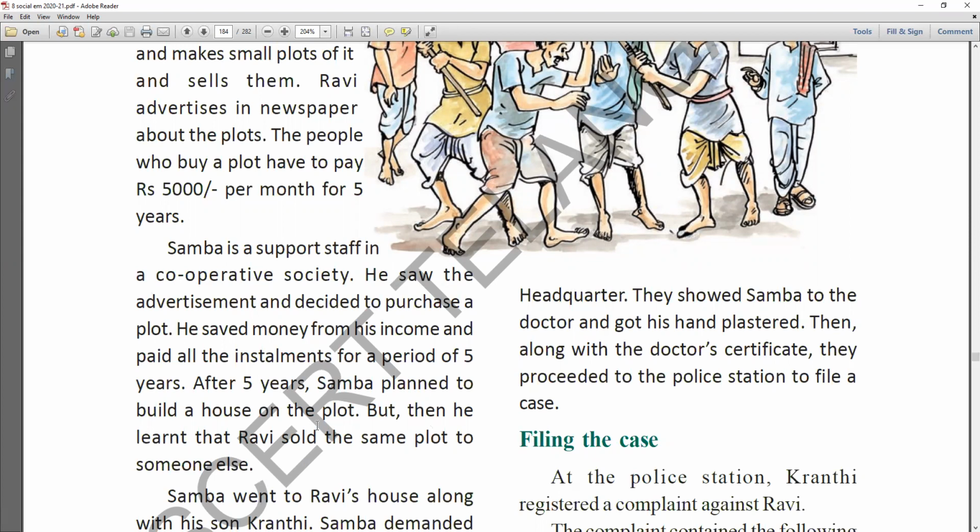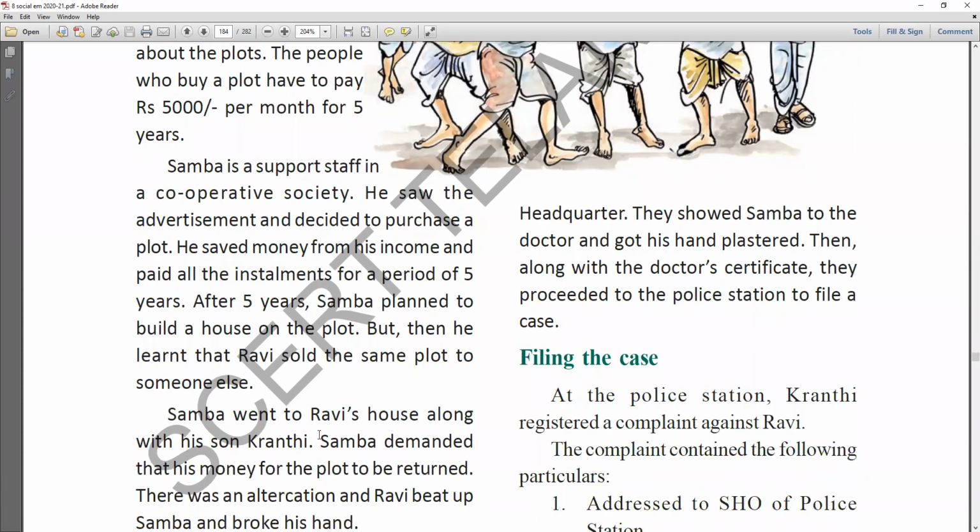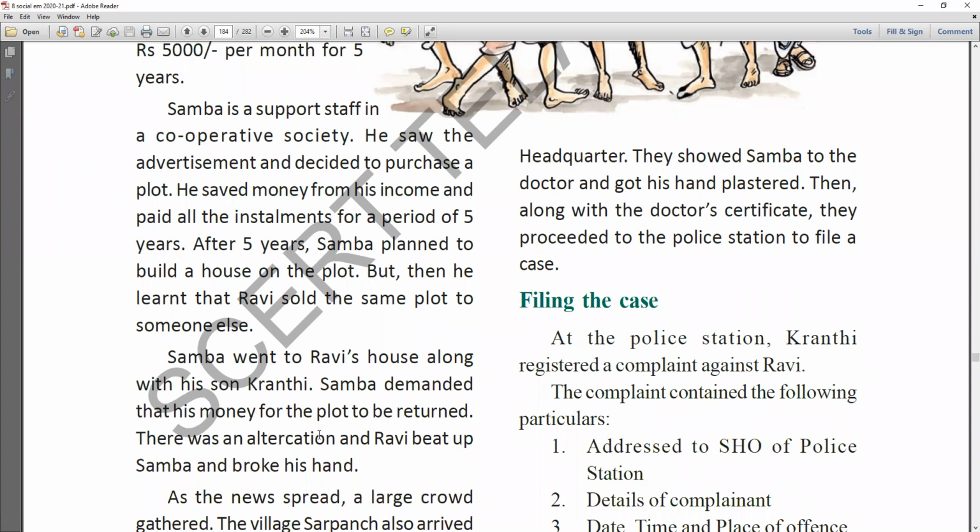He saved money from his income and paid all the installments for a period of 5 years. After 5 years, Samba planned to build a house on the plot. But then he learned that Ravi had sold the same plot to someone else also. Isn't it very unfair for Ravi to sell the same plot to someone else when it was booked in the name of Samba? So Samba cried and went to Ravi's house along with his son Kranti to know about the details.